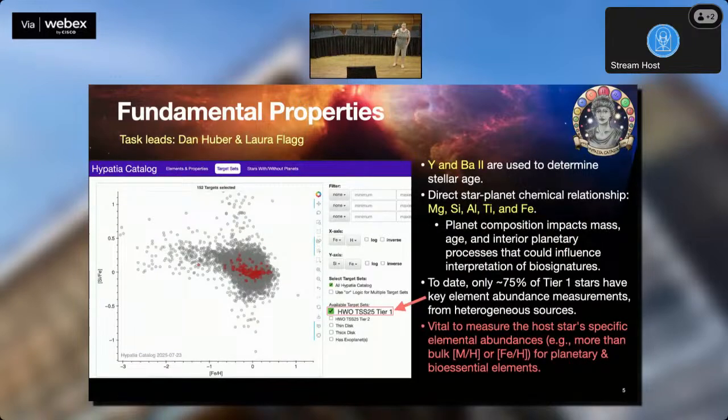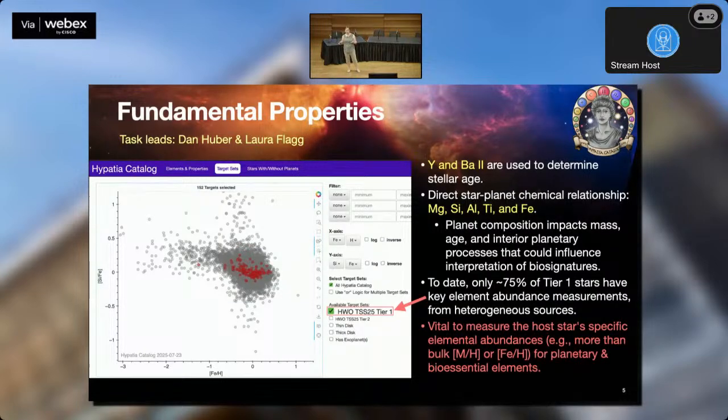So high-resolution spectroscopy gets us some really key information such as stellar abundances. For example, yttrium and barium-2, really important for stellar ages. And because stars and planets are made at the same time in the same material, we can use what's in the star for very key elements and actually make models of the planetary interiors. This helps us a lot with defining various biosignatures. For those elements, we're looking at magnesium, silicon, aluminum, titanium, and iron.